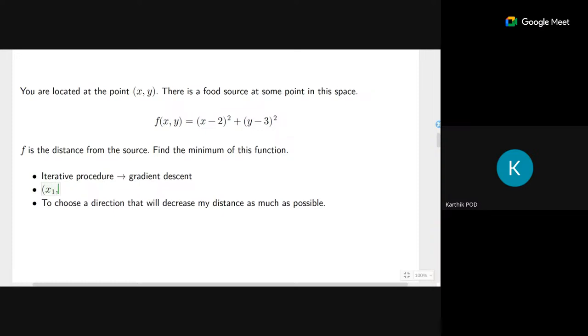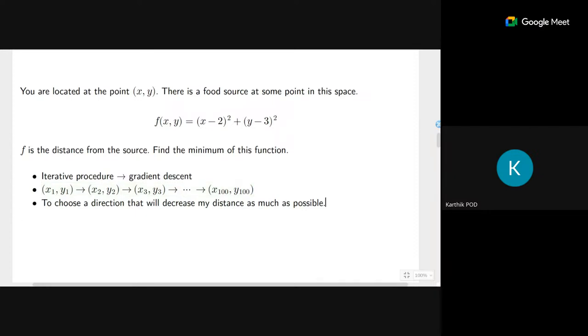So if you are at some point x1 comma y1 at time step 1, then you can go to some other point x2 comma y2 at time step 2, and then you can make one more jump to x3 comma y3, so on and so forth. Hopefully after you do, let's say, 100 such steps, x100 y100, hopefully you are at the foot source, right? So this is what the process is looking like.